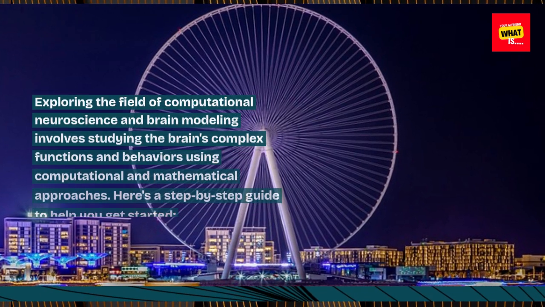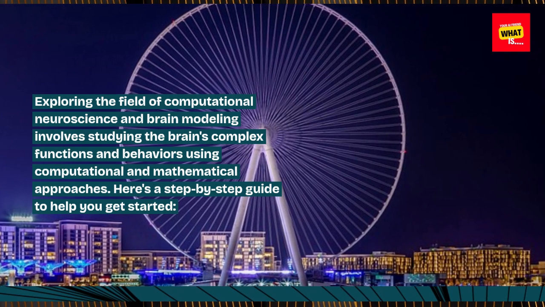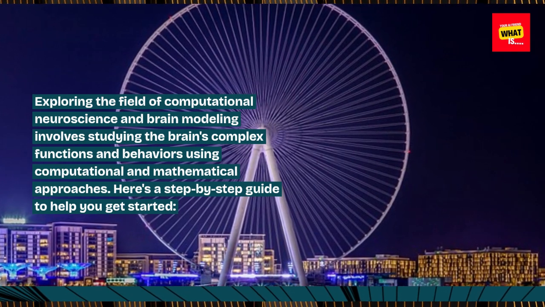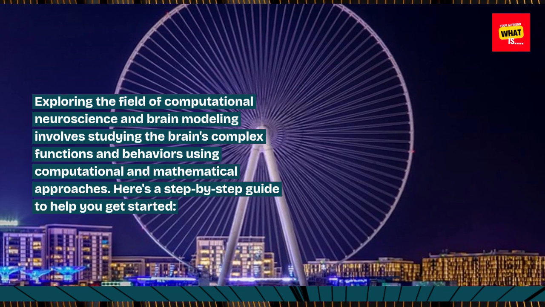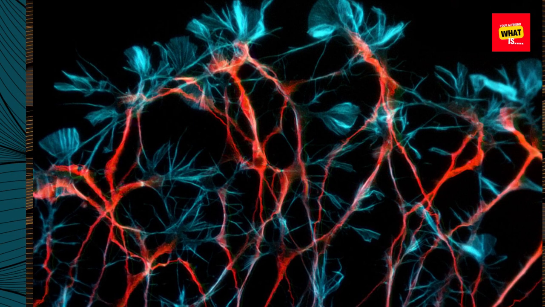Exploring the field of computational neuroscience and brain modeling involves studying the brain's complex functions and behaviors using computational and mathematical approaches. Here's a step-by-step guide to help you get started. Understand the basics of neuroscience.